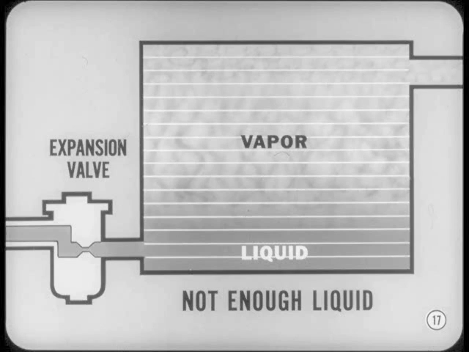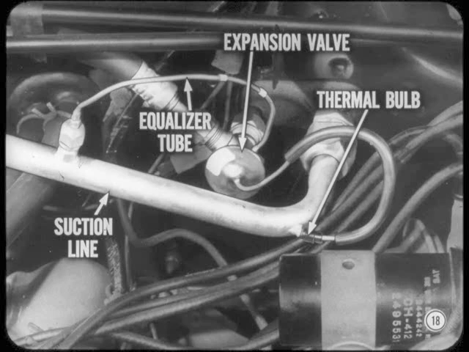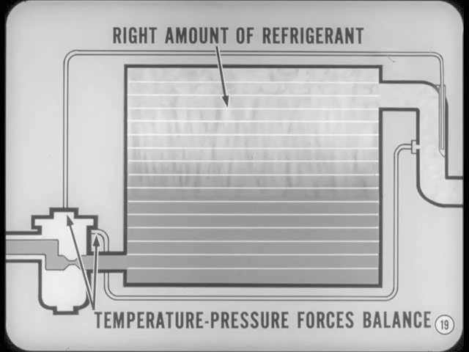Before you go any farther, you'd better tell us how the expansion valve is controlled. Coming right up, Tech. The expansion valve is controlled by refrigerant temperature and pressure at the evaporator outlet. The temperature is sensed by a thermal bulb in the suction line. Pressure reaches the valve through the equalizer tube. When the right amount of refrigerant is metered into the evaporator, the suction line temperature and pressure control forces balance each other. The balance keeps some refrigerant fluid distributed throughout the evaporator without allowing any fluid to leave the evaporator outlet.